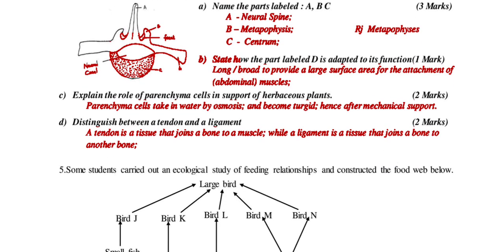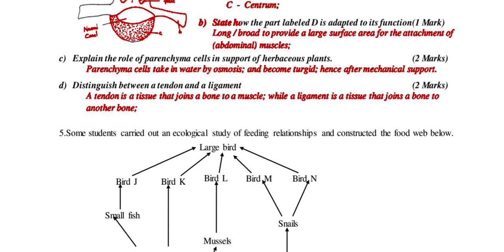C. Explain the role of parenchyma cells in support of herbaceous plants. Parenchyma cells take in water by osmosis and become turgid, hence affording mechanical support. 2 marks. Distinguish between a tendon and a ligament. A tendon is a tissue that joins a bone to a muscle, while a ligament is a tissue that joins a bone to another bone.